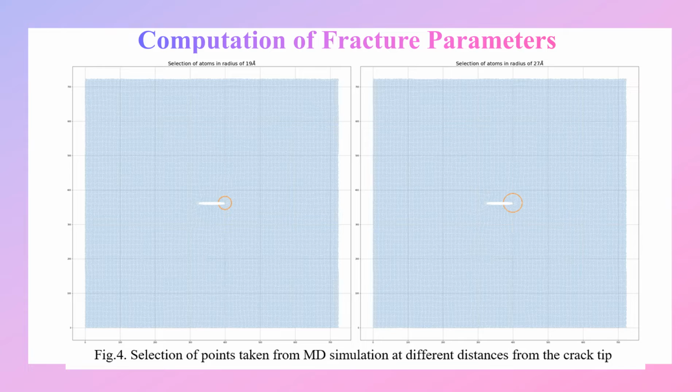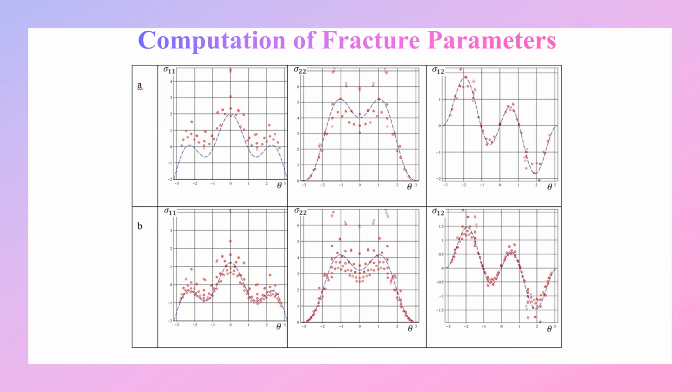Having obtained the stress tensor components, we can estimate the fracture mechanics parameters, the parameters of the conventional continuum fracture mechanics. In order to do it, we consider different ring areas surrounding the crack tip, and we use the stress tensor components to calculate the coefficients of the Williams series expansion by the over-deterministic method. And the results of our comparison are given here.